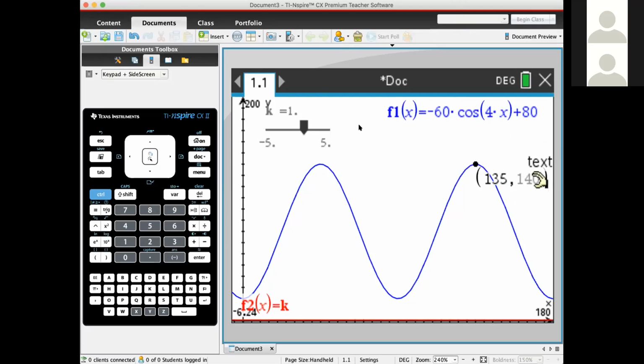I did the graph, but I can't get the slider. Did you understand now, Ruhan? It's entering another function. Y is equal to, you just put k, and then you adjust the values of k from the minimum and the maximum. Ruhan, are you with me? You enter another entry line and just type in K.